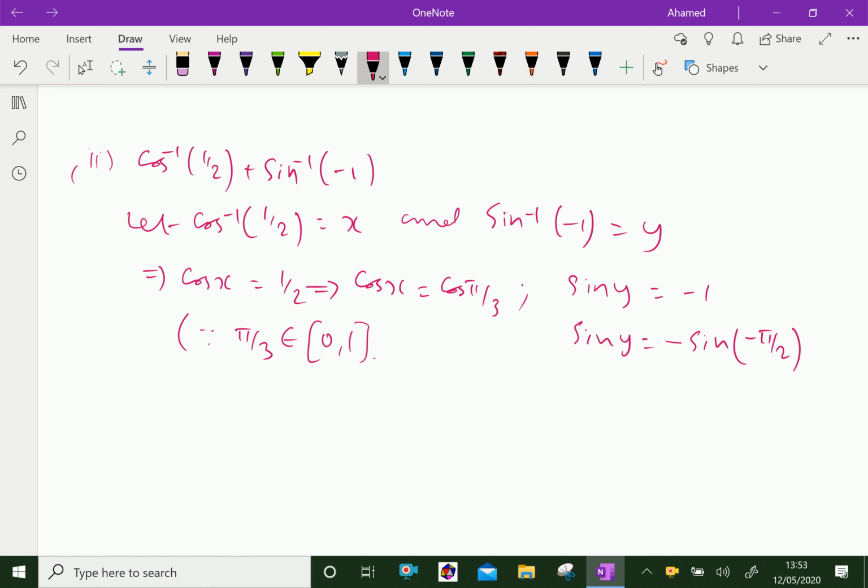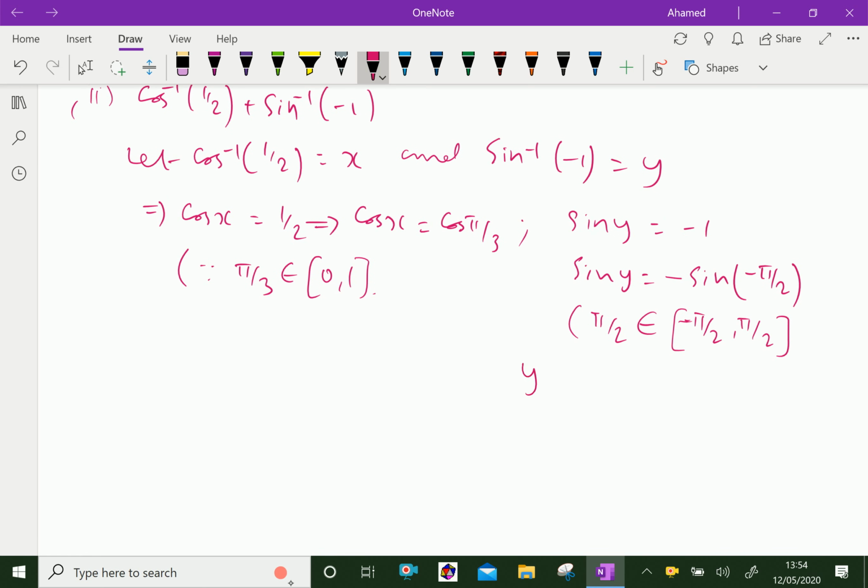Therefore this sin y equal to minus sin pi by 2. Now we can say here pi by 2 is an element of the domain of the sine function, that is minus pi by 2 to positive pi by 2. Therefore we can say y equal minus pi by 2.